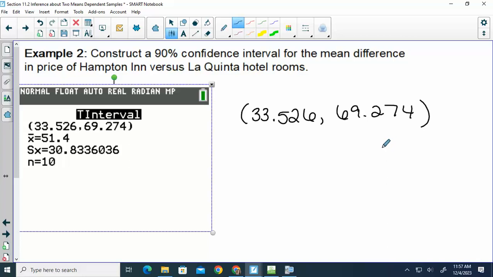So, what does that tell me? We are 90% confident the price difference is somewhere between $33 and $69. Is 0 included in that? No. So if we're 90% confident it's somewhere between these, the null hypothesis isn't in there, that would again lead us to reject.